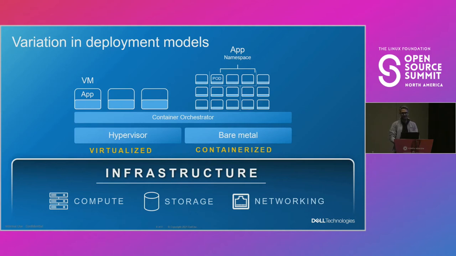And that's really the most common operating model that we see customers using today. Now, irrespective of that model, what they do need underpinning that environment is the infrastructure elements: the compute, the storage, and the networking. And what I'll be focusing on today is how we are enabling customers to set up their persistent storage for their cloud native applications.